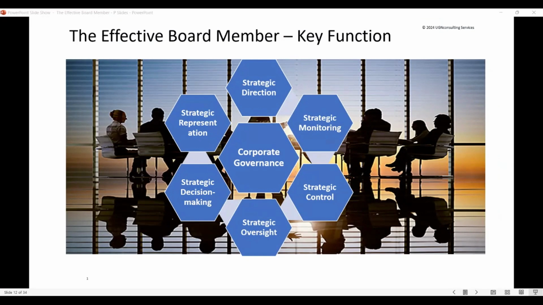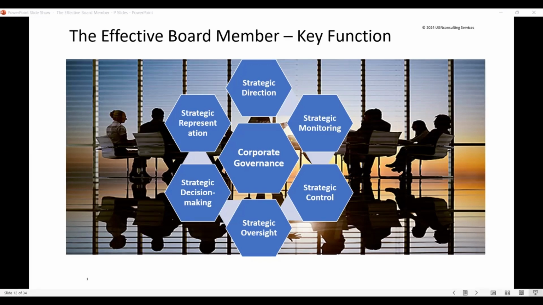Then we'll go to the purpose. We have looked at the who, the what, and now the why. What is the purpose of the board? Why are you there? The purpose is to act in the best interest of the shareholders to ensure the going concern and continued success of that organization.